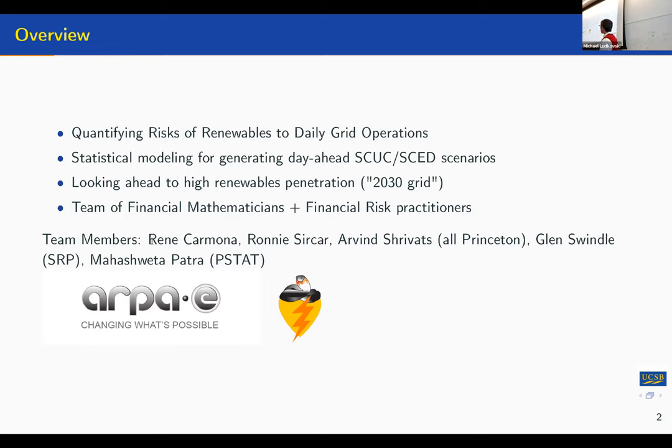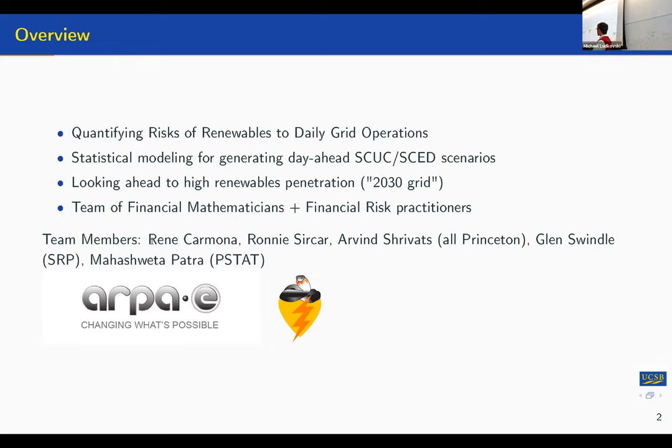The crux of the talk is bringing statistical tools to help with this planning, especially in the context that more renewables means more uncertainty, and something that was a marginal question in the past becomes more and more relevant.